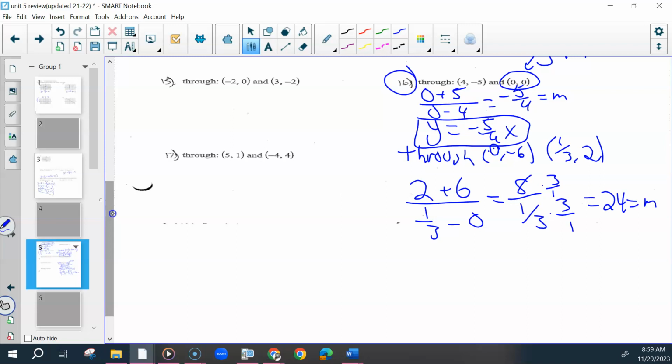Here, are we given the y-intercept as one of the ordered pairs? Yes. So we, again, don't have to do the work because we're given that y-intercept. So y equals 24x minus 6 would be our answer.